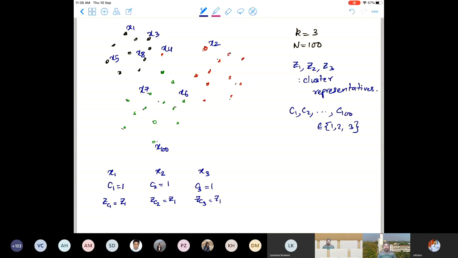Do you understand the notation? What is happening? Sir, for x2, C2 will be 2, right? Yes, C2 will be 2, sorry. Suppose I assign it to cluster 2, then C2 is equal to 2 and you have z_c2 equal to z2, and so on and so on. That's the assignment that I do.